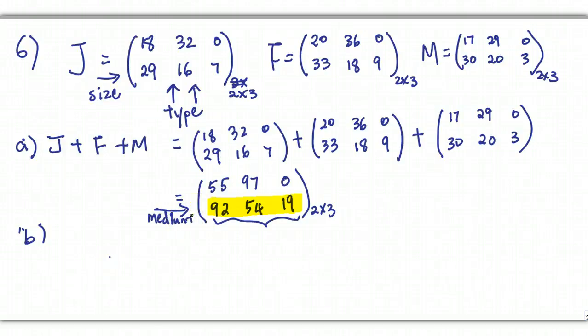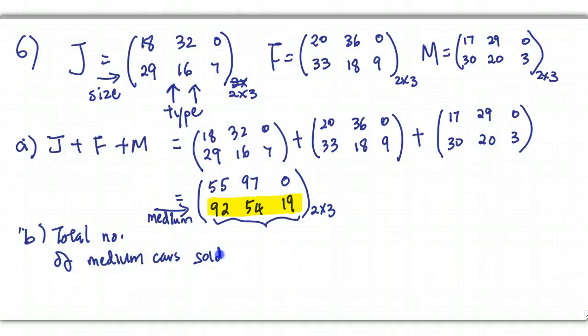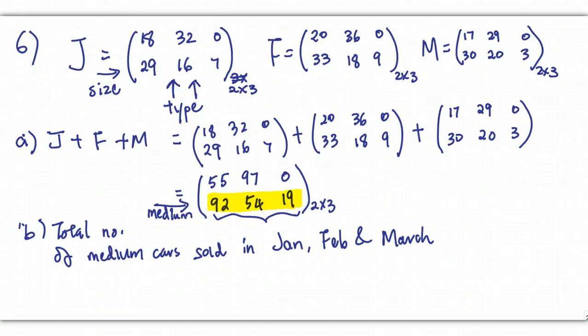And now we added J plus F plus M, which means that we are looking at the total number of medium cars that are sold, and we have to be very particular about when these medium cars are sold. So we want to find the total number that is sold in January, February, and March. Okay, so this is what the sum of the elements represents.